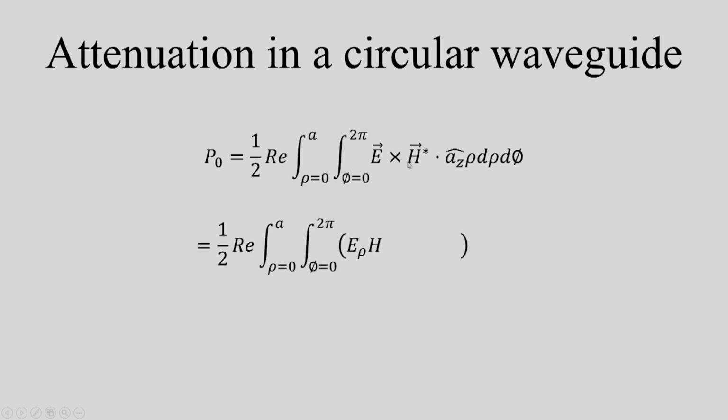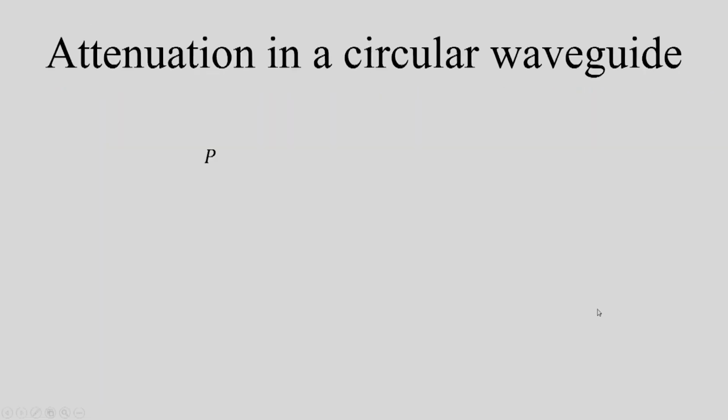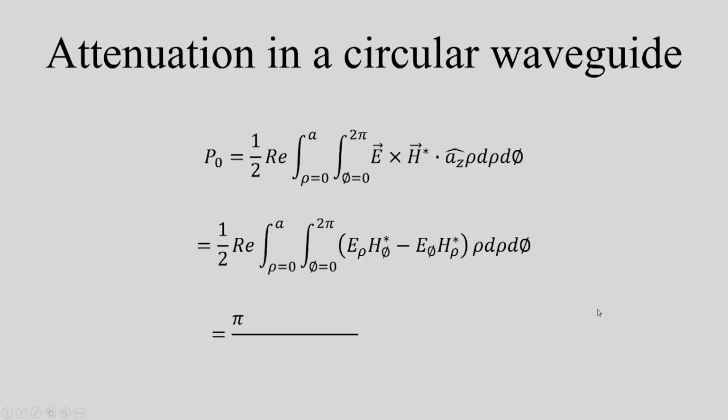Once this is expanded, we find that the power can be computed in terms of E rho, H phi, E phi and H rho, and we can substitute the expressions for E rho, H phi, E phi and H rho from the already found expressions, and once we do this substitution and some simplification, then we get the power P naught for the TE 11 mode given by this expression.